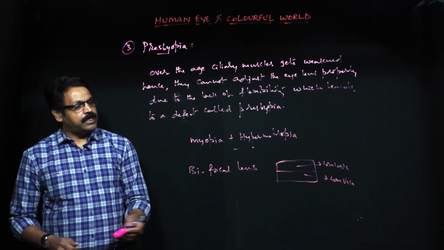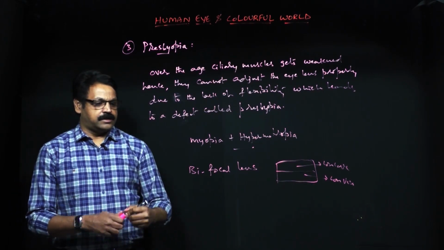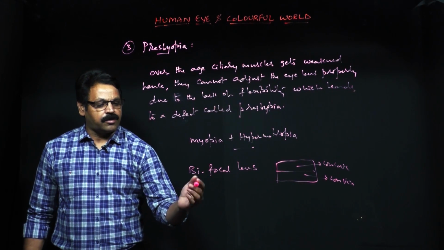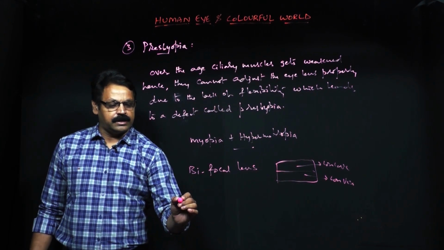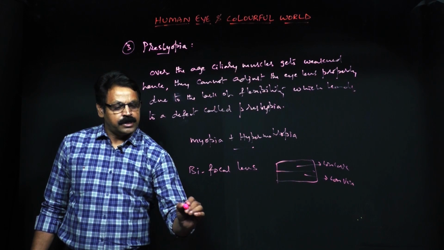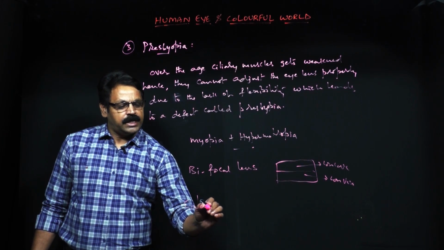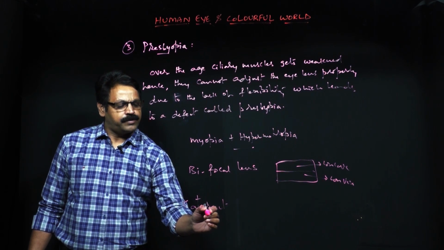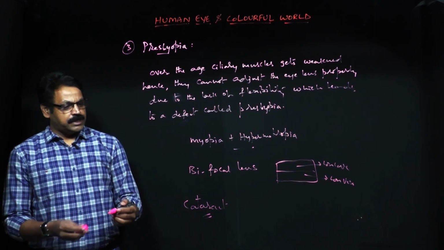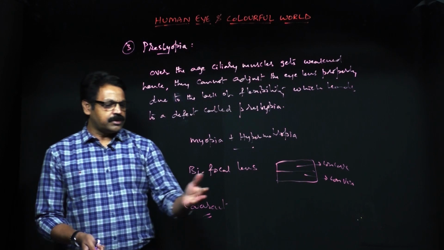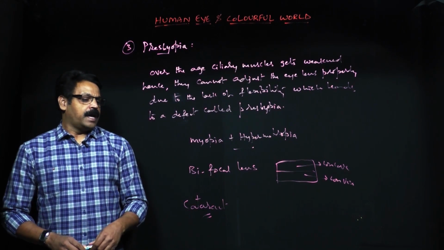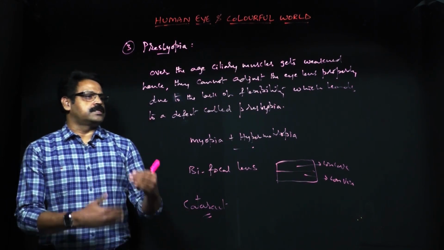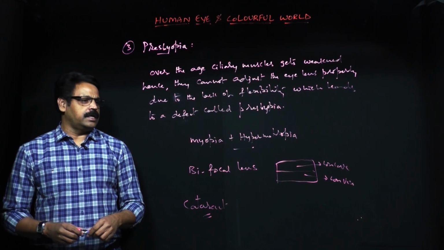And apart from this, if the crystalline lens is covered by a milky layer, then the vision becomes blurred, and such a milky layer is called cataract. So this can be removed with the help of surgery so that the vision can be rectified. This also comes due to the age factor. So these are the various defects that arise in the human eye.